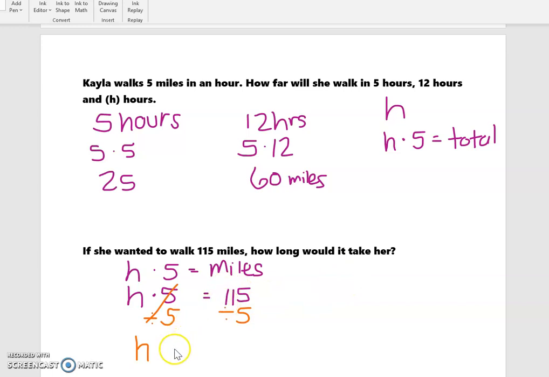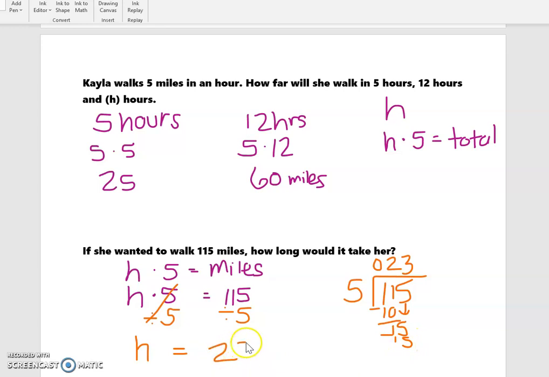So to get my answer for this last piece, let's divide 115 by 5. 5 can go into 11 2 times, and 5 goes into 15 3 times. So we're able to solve this equation, and we can now say if she wants to walk 115 miles, that would take her 23 hours.